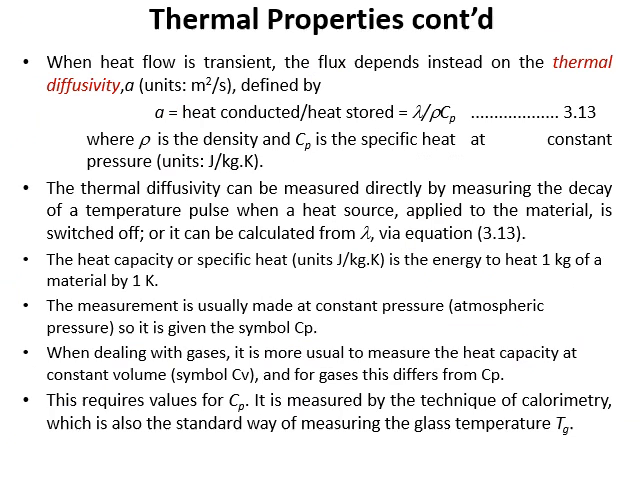The next thermal property that is related to the previous thermal conductivity is the thermal diffusivity, A. Its unit is meter square per second, and it is defined as A equivalent to heat conducted divided by heat stored, which is equivalent to thermal conductivity lambda divided by rho times Cp, where rho is the density and Cp is the specific heat at constant pressure. So the unit will be in joule per kilogram Kelvin.